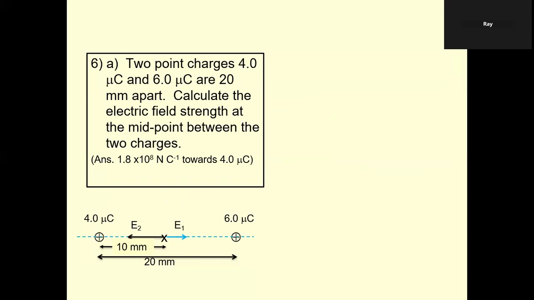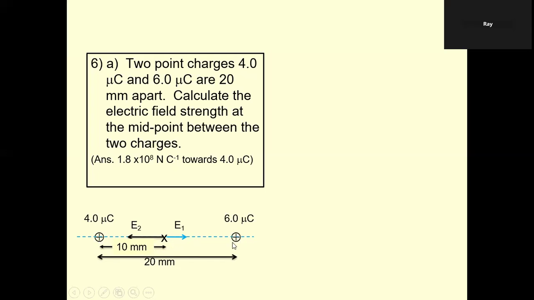Two point charges, 4 microcoulomb, 6 microcoulomb, 20 cm apart. Calculate the electric field strength at the midpoint between the two charges. That's the midpoint there, 10 millimeter from the 4 microcoulomb charge.